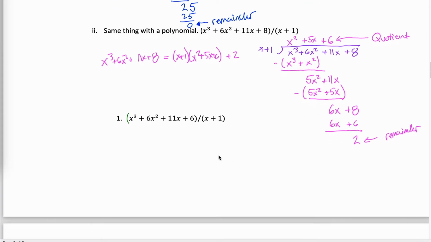In case you didn't follow that, let me redo it one more time with essentially the same numbers. I'm just going to change this 8 into this 6. If you want, you can pause the video and see if you can do this polynomial long division by yourself. As a hint, the remainder should end up being equal to 0.